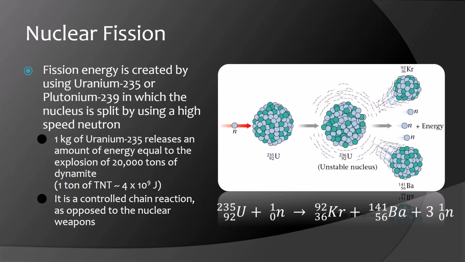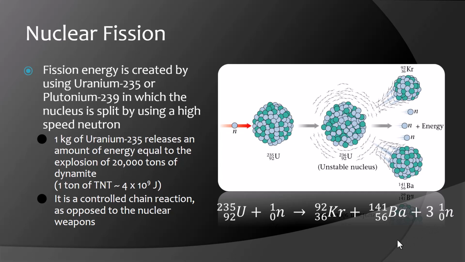And here's the thing. A nuclear fission reaction, what we do in a nuclear reactor, is a controlled chain reaction, as opposed to a nuclear weapon. A nuclear weapon is not going to be controlled.